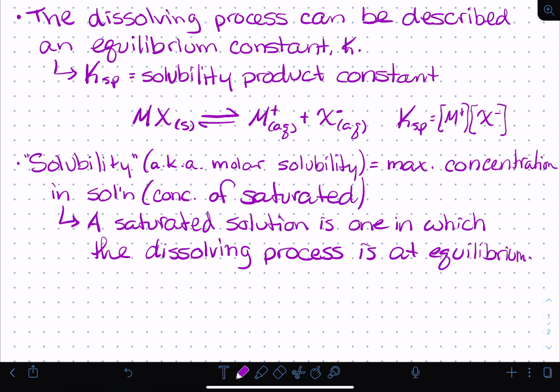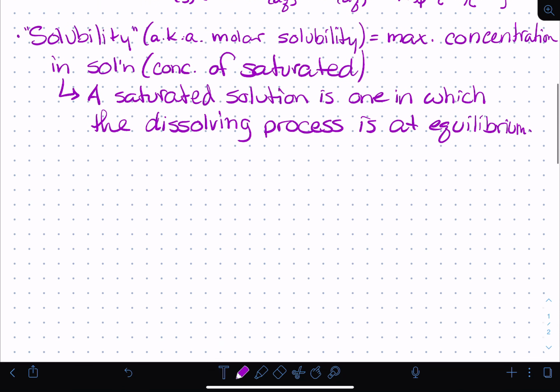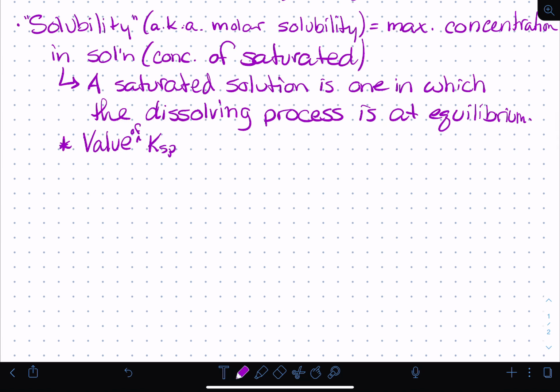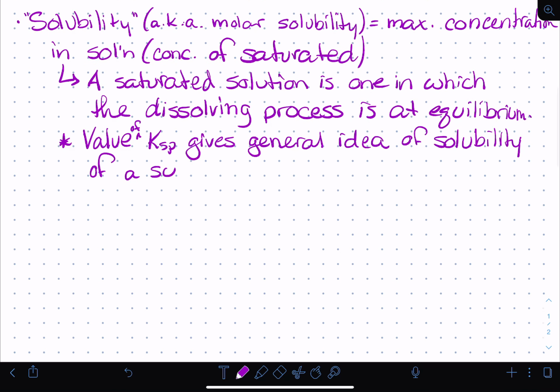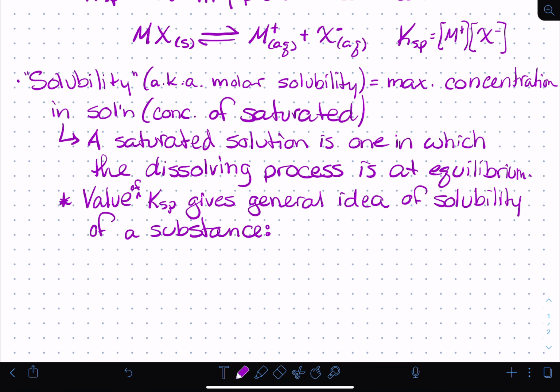The value of KSP actually gives us a general idea of the solubility of a substance. It doesn't tell you exactly what the solubility is, more on that later. But if KSP is really, really big or really, really small, that tells us something important. A big KSP, if we think about how K's work, we look at our KSP expression back up here. A big value of KSP means that the value of our ion concentrations must also be pretty large. So that means there's a lot of stuff dissolved in our solution.